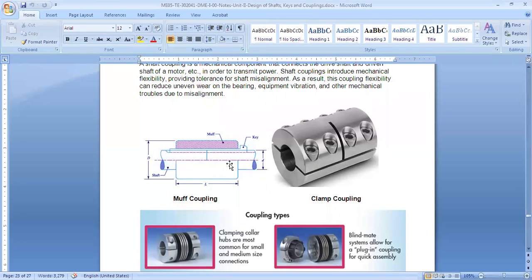So now what are the different types of couplings? Since we know what couplings are, we'll see the different types of coupling. Okay. So first is the muff coupling. It is a simple cylindrical element which has a keyway inside it. The inside diameter of that cylinder will be equal to the diameter of our shafts, right?